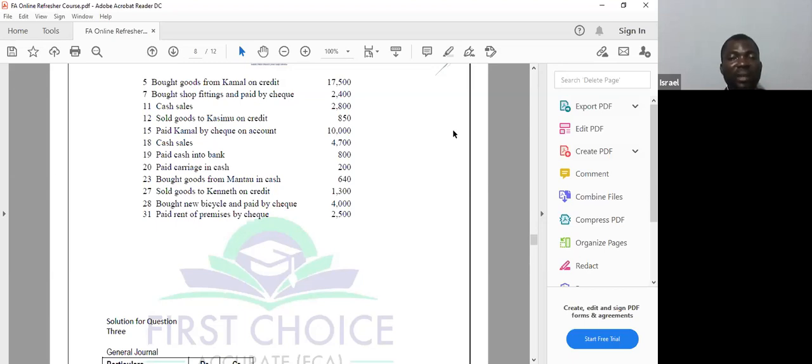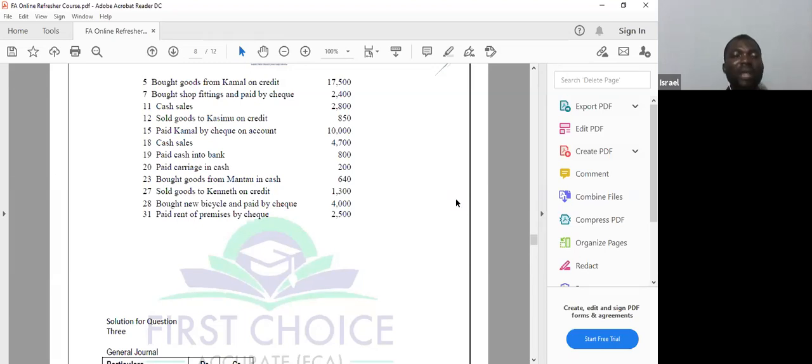Is cash account increasing or decreasing? Yes, cash account is increasing because there's inflow of cash. And whenever cash increases, what do we do? We debit cash account because cash account is an example of an asset element.